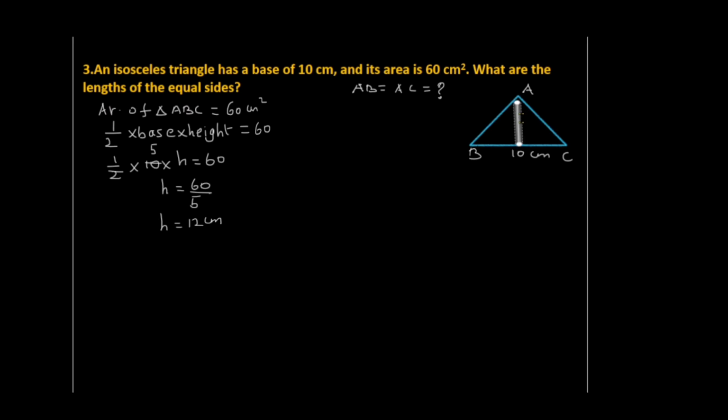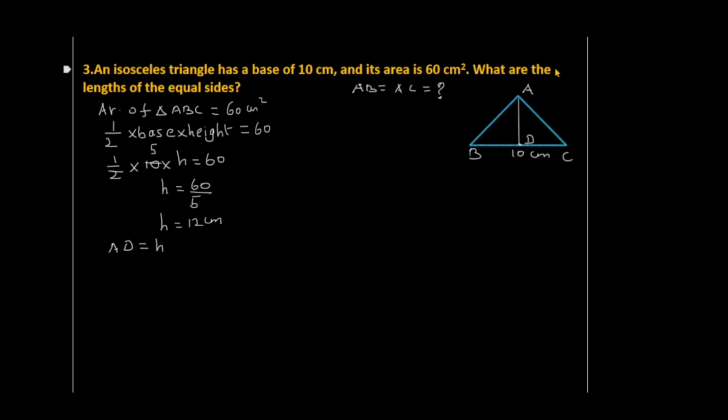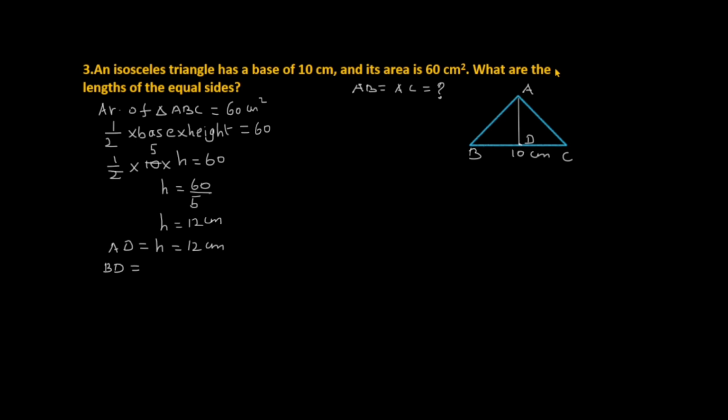suppose this is the height of the triangle, as it is an isosceles triangle, that is the median. Name the vertex. This vertex is D. So AD is equal to h is equal to 12 centimeter, height of the triangle. Now D is the midpoint. So BD is equal to DC is equal to half of BC, which is equal to 5 centimeter.